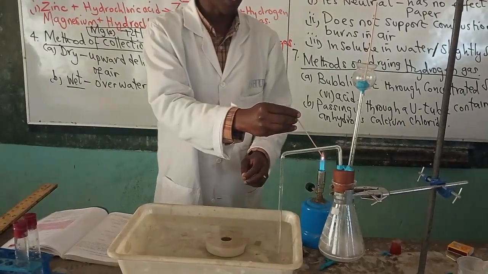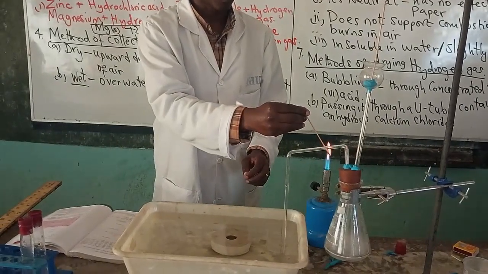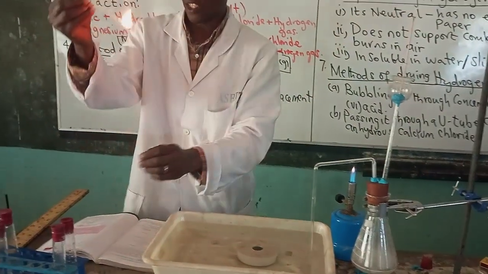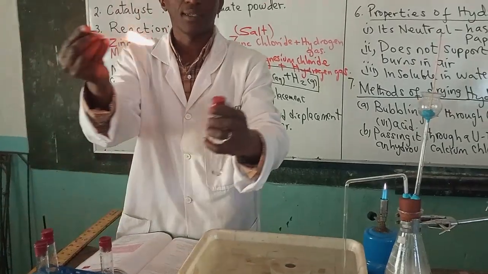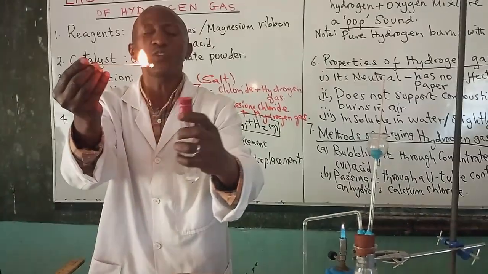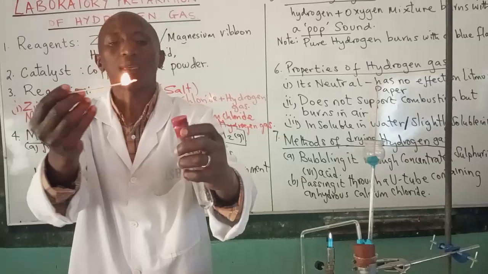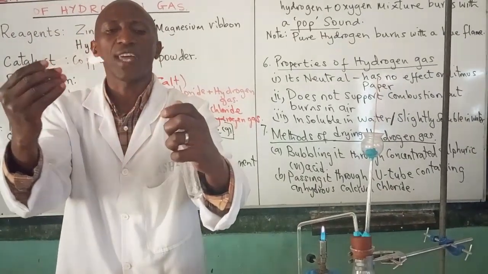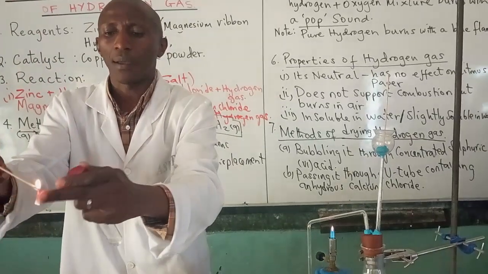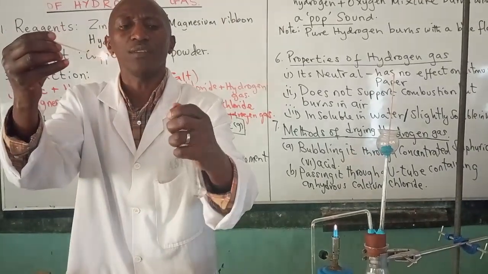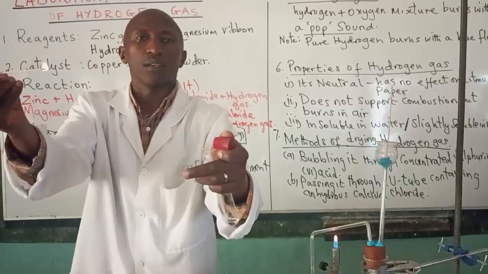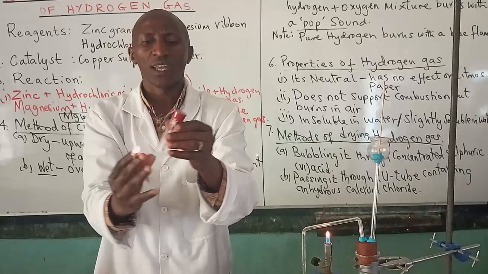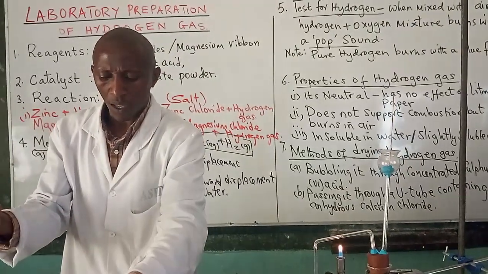So you're going to use a burning splint. It's a burning splint there. And so we're going to open and introduce the burning splint onto the mouth of the hydrogen. So let's get going. That's the pop sound. The pop sound.